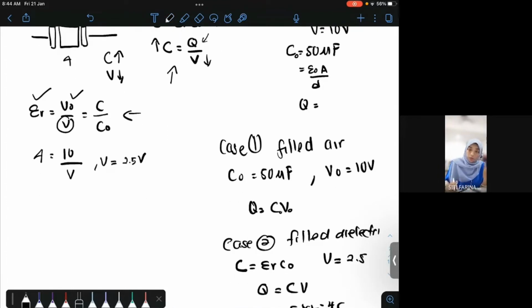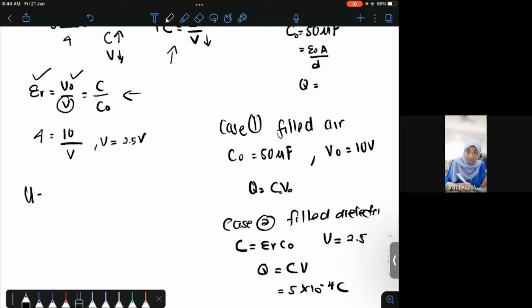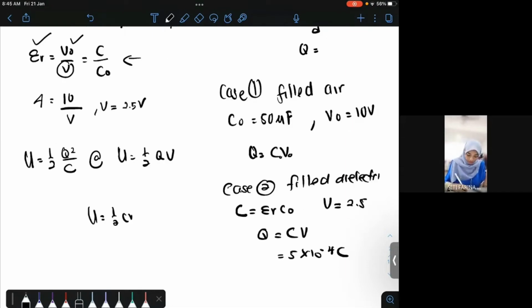Okay, so when you're talking about the energy here, kita ambil satu equation. U is equals to half Q square over C, ataupun U is equals to half QV. Okay, kita akan choose either two ini je. You takkan guna half CV square. Kenapa adalah dalam kes ni dua-dua berubah. Okay, bila dua-dua berubah, kamu akan ada C yang meningkat, V menurun. Sebenarnya boleh jugalah sebab V akan menurun by double dekat sini. Okay, so this one akan buat kamu confused kalau kamu tak dapat relate.